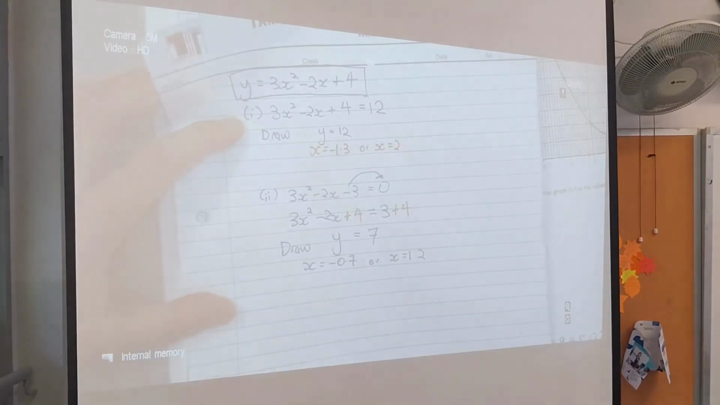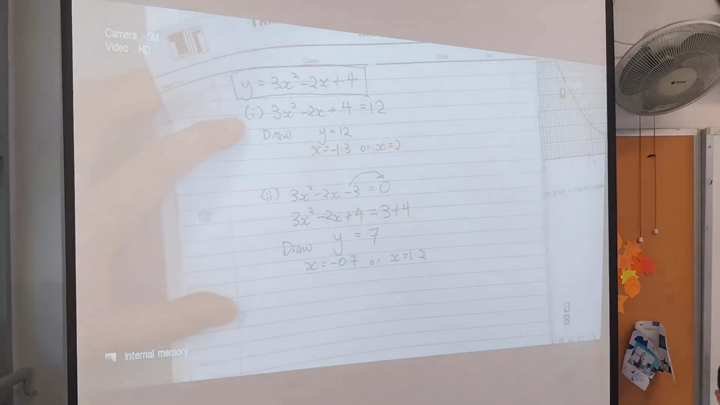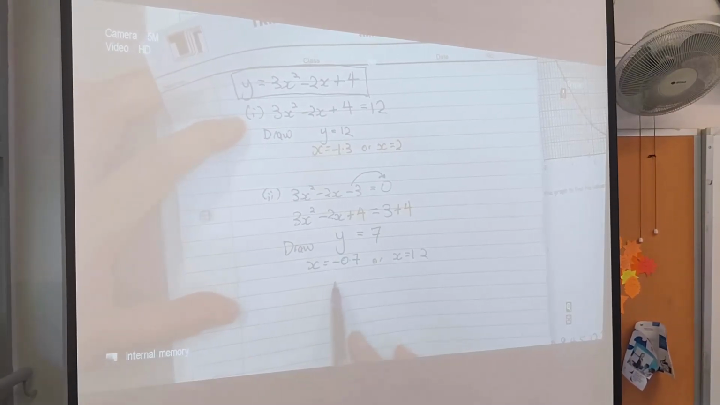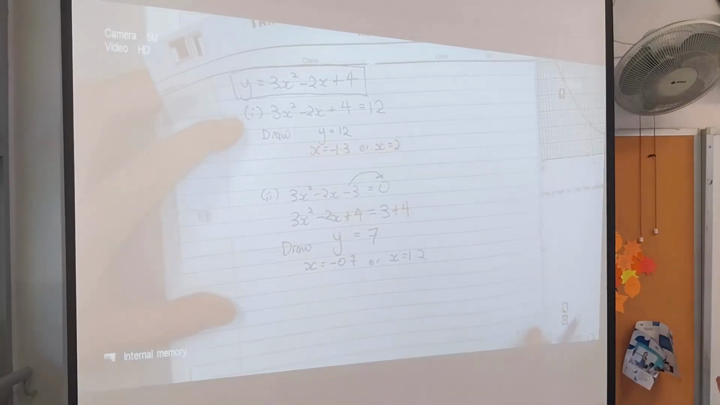Now, yours may be slightly different, right? By 0.1, it's okay. So yours may be negative 0.6 or negative 0.75 or negative 0.8. These are okay. It need not be exactly the same.